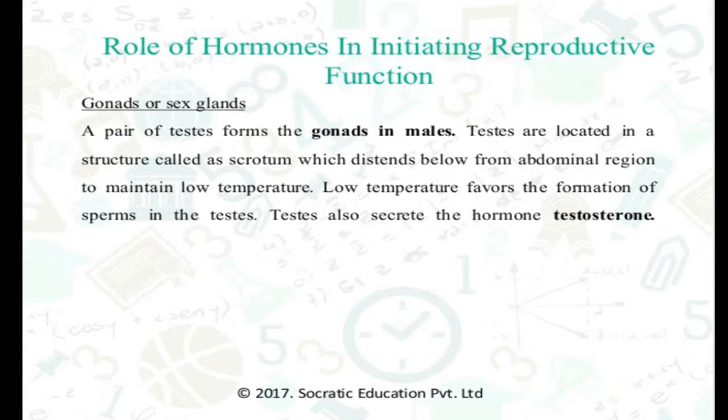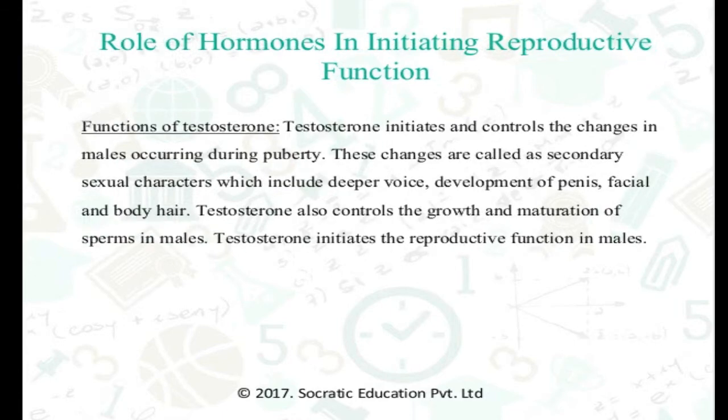Now going ahead, what are the roles of hormones in initiating reproductive function? Gonads are sex glands. A pair of testes forms the gonads in males. Testes are located in a structure called the scrotal sac, which hangs below the abdominal region and maintains a low temperature. Low temperature favors the formation of sperms in testes. Testes also secrete the hormone known as testosterone. Now what is the function of that hormone?